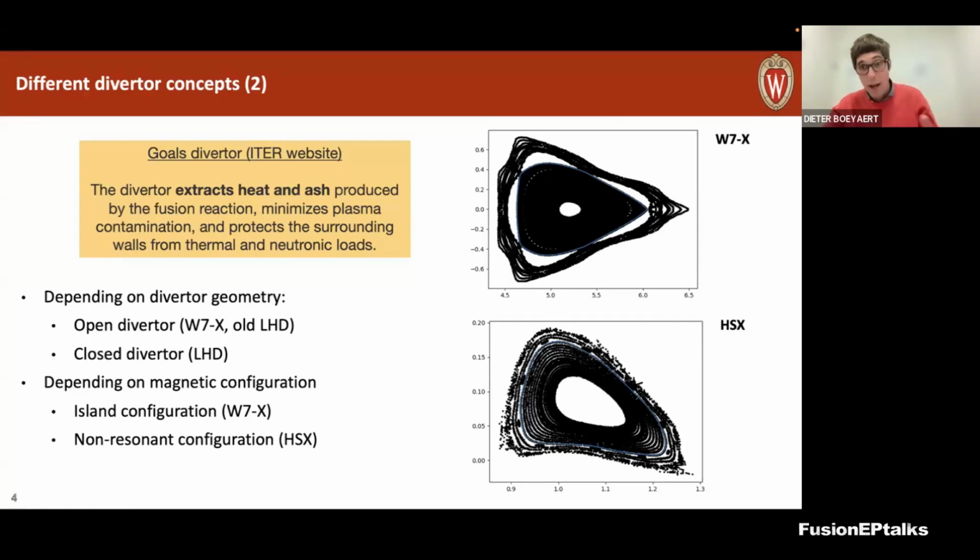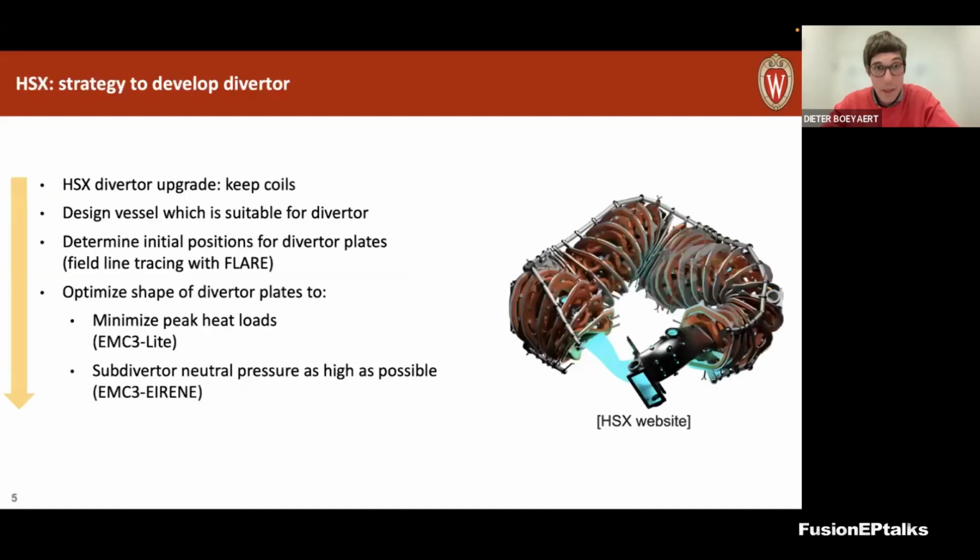So we know now, okay, for HSX, what do we want to achieve? We want to have such a non-resonant configuration, because to that we are bound a little bit, and we are aiming to have a closed divertor, as we want to see how well we can improve our neutral exhaust. And with that, we will start the study of exploring what we can do to design such a divertor for HSX.